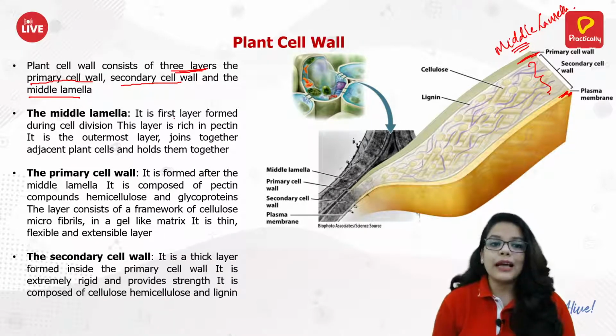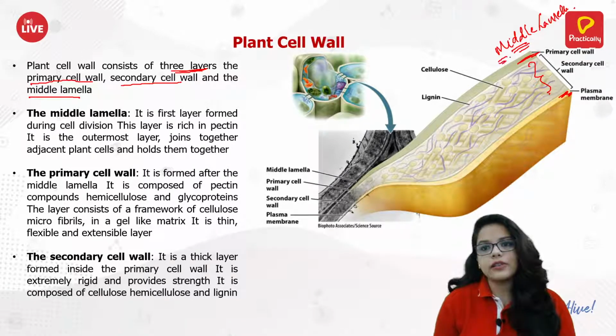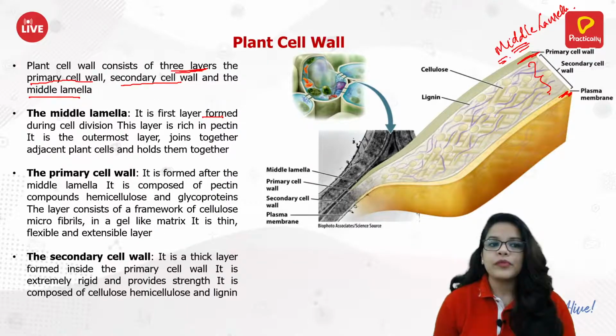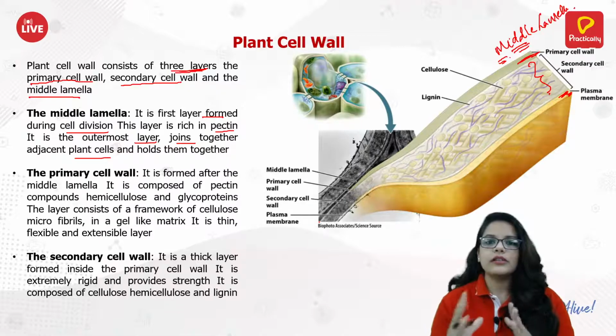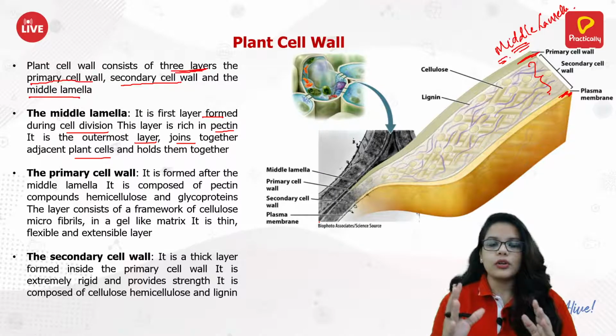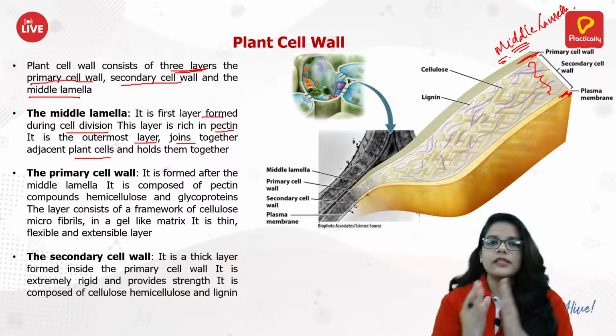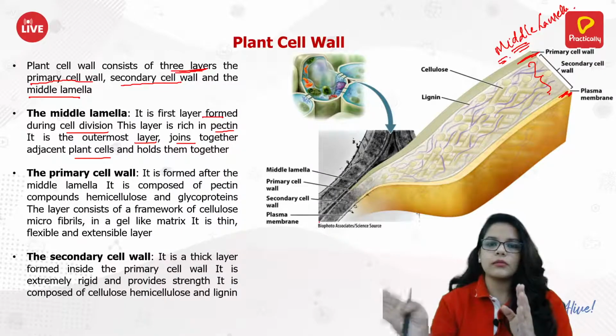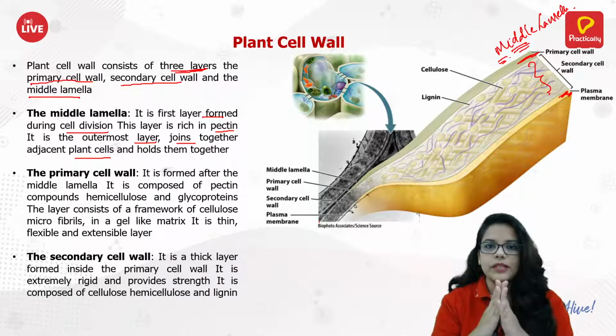Okay, so the middle lamella is the first thing. It is right outside. It is the first layer formed during cell division. The layer is rich in pectin, and the outermost layer joins together the adjacent plant cells. So what the middle lamella does is it puts different cells together. Their work is to keep the cells together. Different plant cells keep themselves together with the help of the middle lamella.